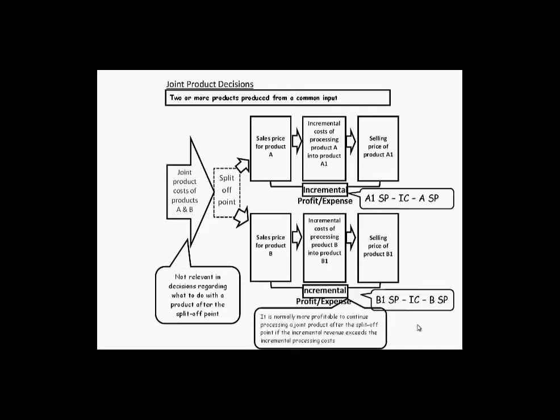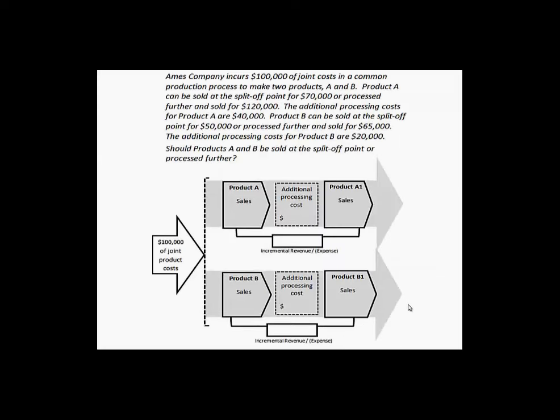Now let's go ahead and try a calculation using this analysis. We have a company called Ames Company, and it incurs $100,000 of joint product cost in a common production process to make two products, again product A and product B.